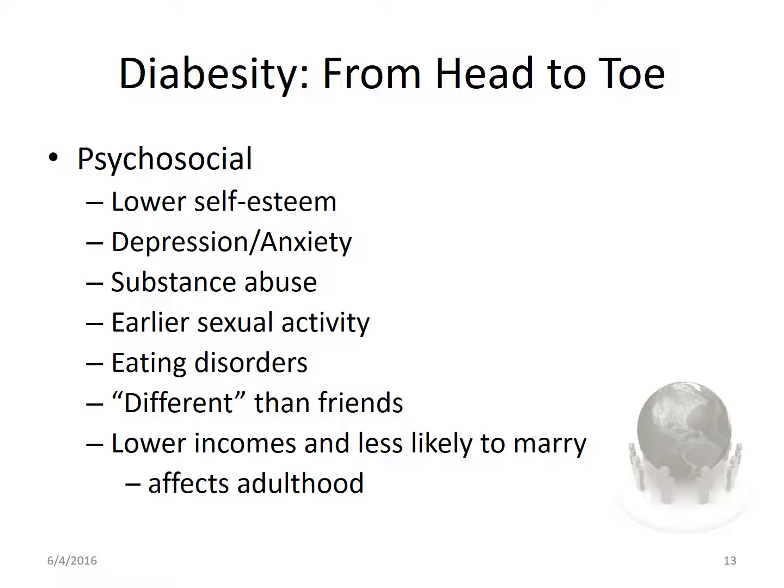A lot of times, diabetics in general feel different than other people because they need to check their blood sugar and give themselves shots, so they feel different from their friends, and that can also contribute to the depression and anxiety that they experience in adolescence. Not to mention all of the changes that are going on hormonally, which we'll discuss in a little while.